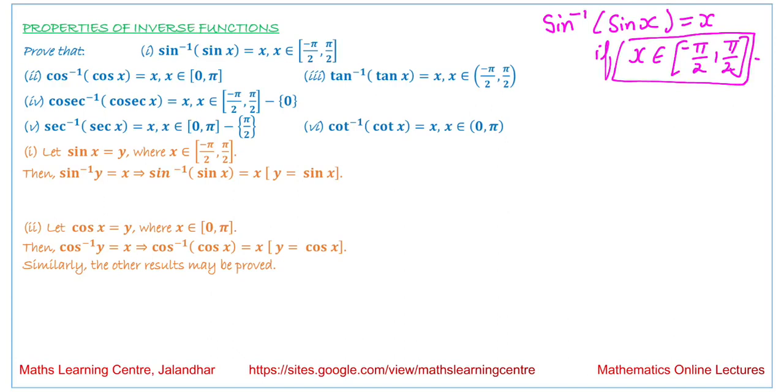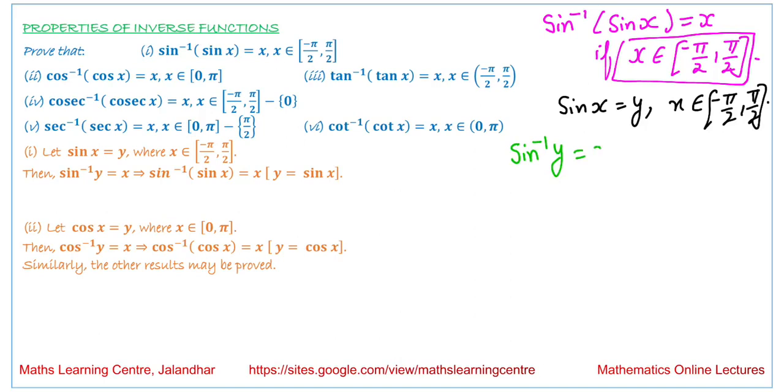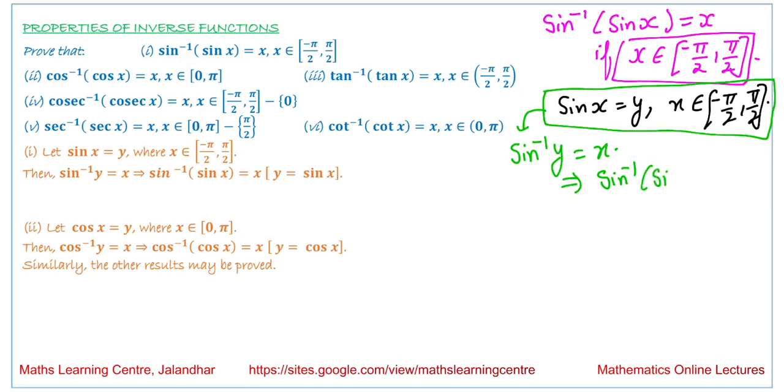So to prove this, let sine of x equal y, where x belongs to the interval minus pi by 2 to pi by 2. Then we have sine inverse of y is equal to x. We are talking about the principal values of x, and for these principal values, sine inverse of y is equal to x. This implies sine inverse of sine x is equal to x.